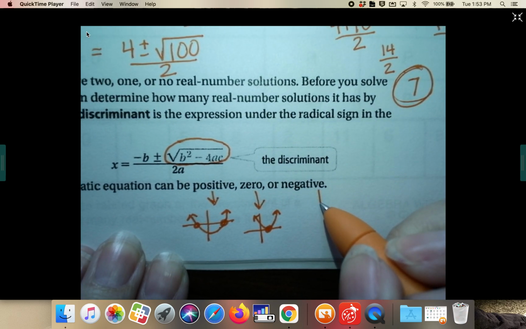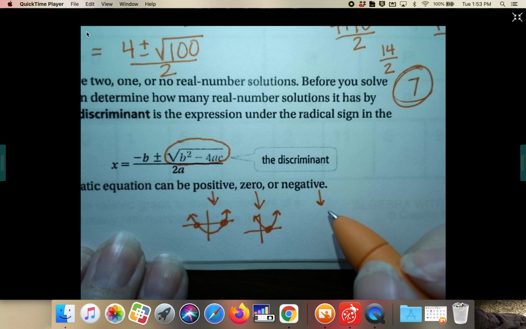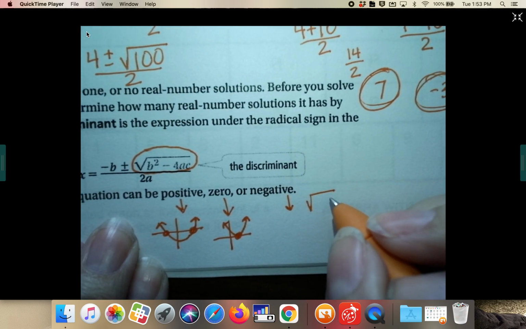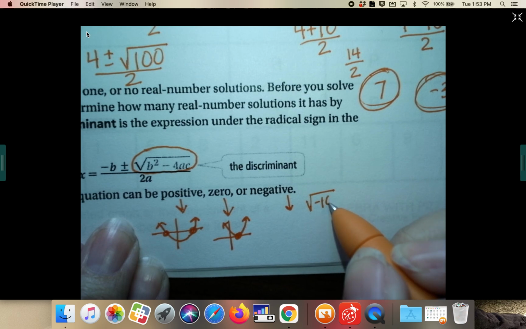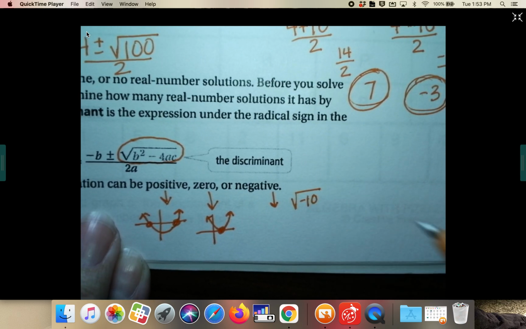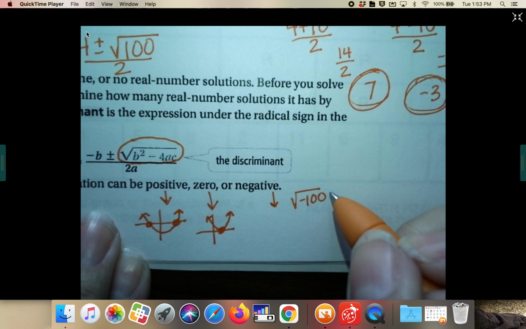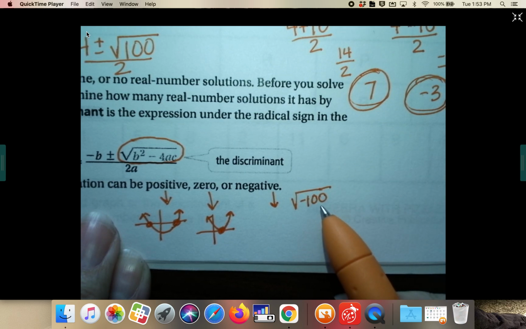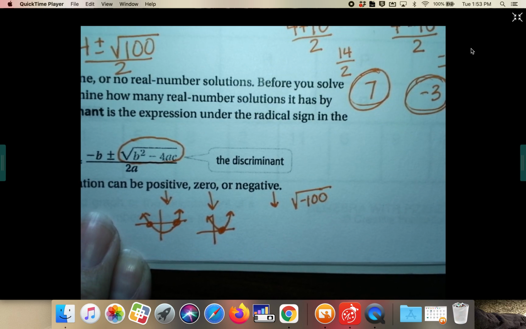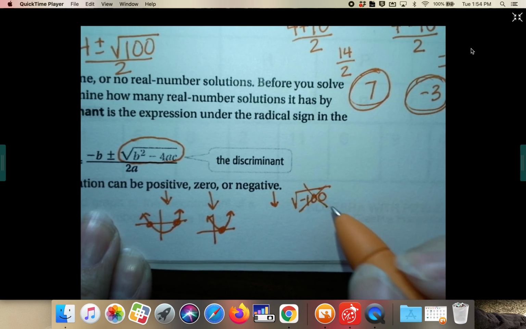And if you get it to where the square root is negative, well, I hope you remember, if it's less than 0, if it's negative, that's not possible. There's no number you can multiply by itself that will be a negative. 10 times 10 is 100. Negative 10 times negative 10 is positive 100. So this is not possible.